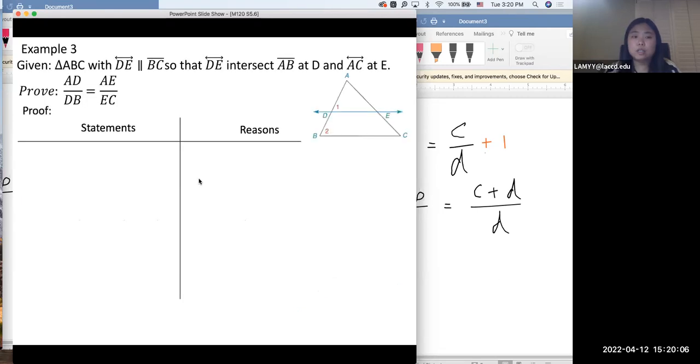Now example 3. Let's try to do the two-column proof. This is the theorem we try to prove. Triangle ABC with DE parallel to BC, and DE intersects AB and AC at D and E. Prove the sides are divided proportionally this way. First step, remember, write down the given information.